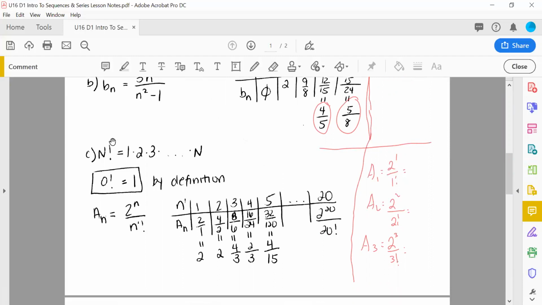All right. So what is this exclamation point? Is that an excited n? No, it's not. It's n factorial. That is how that is pronounced, n factorial.